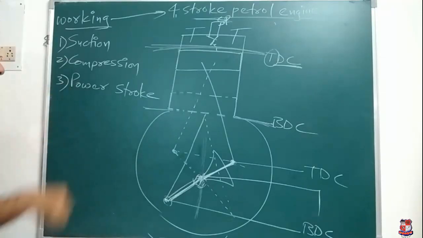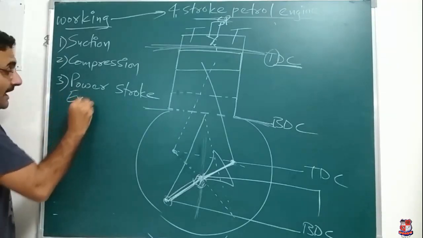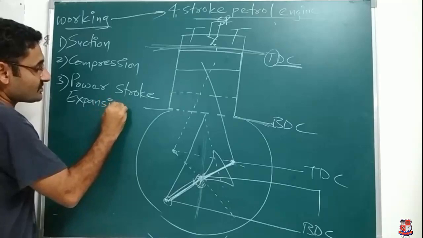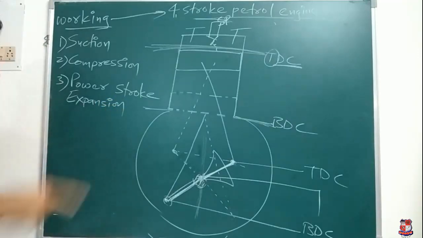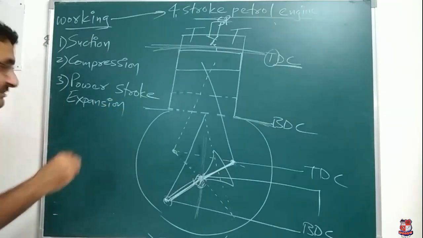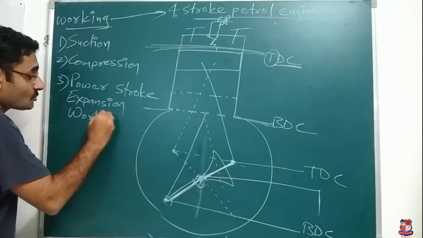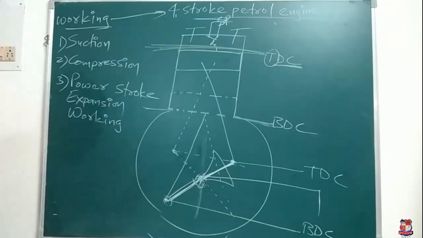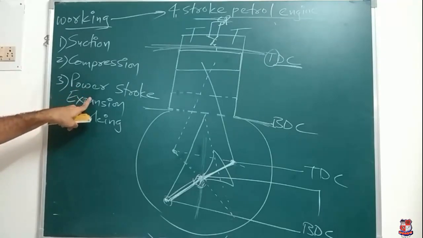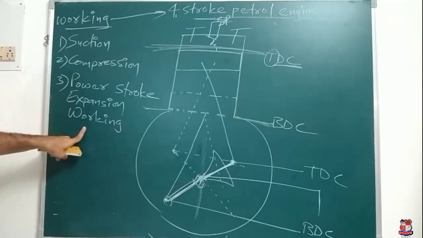Another name of stroke number 3 is expansion stroke. And another name of stroke number 3 is also working stroke. So stroke number 3 has 3 different names. Those 3 different names you have to remember. Which ones? Power stroke, expansion stroke, or working stroke.